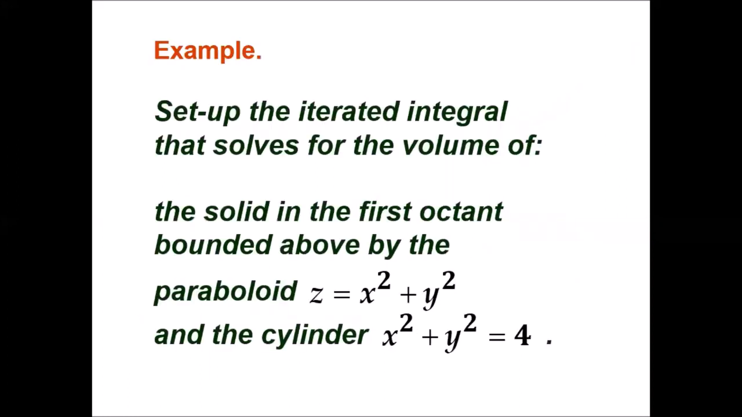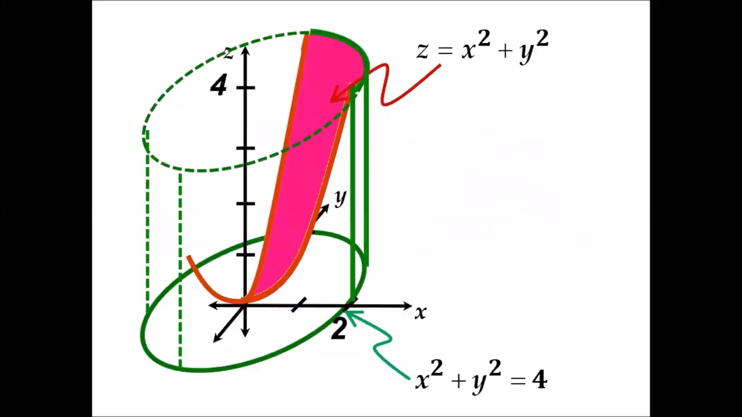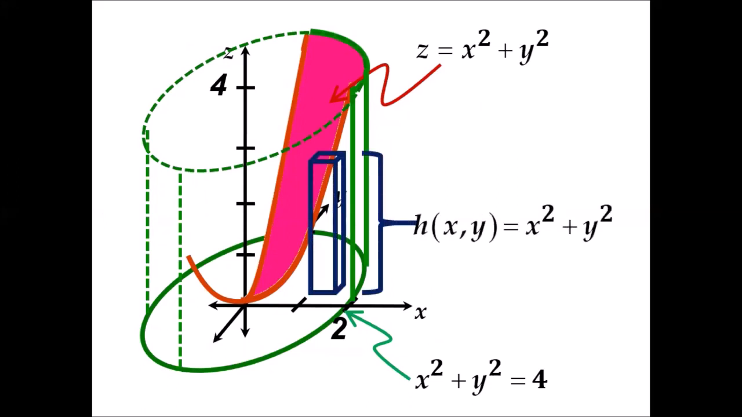Another example. Set up the iterated integral that solves for the volume of the solid in the first octant bounded above by the paraboloid z equal to x squared plus y squared and the cylinder x squared plus y squared equal to 4. Observing the figure, we can deduce that the solid formed has a height of h of x y equal to x squared plus y squared.